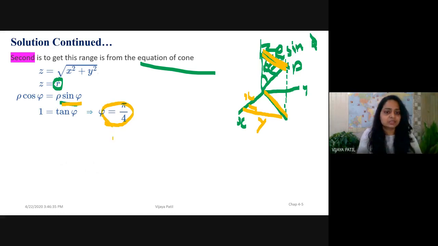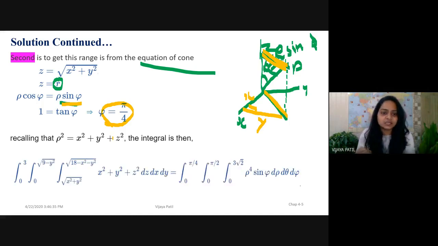So this is by the other method. Then I have the integral, because I have all three limits: the limit for phi, the limit for rho, as well as for theta.